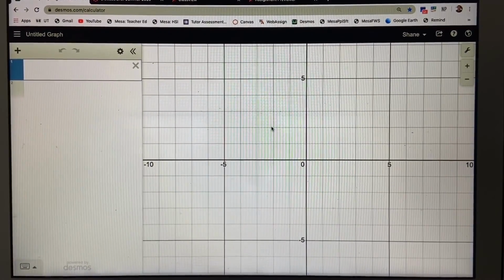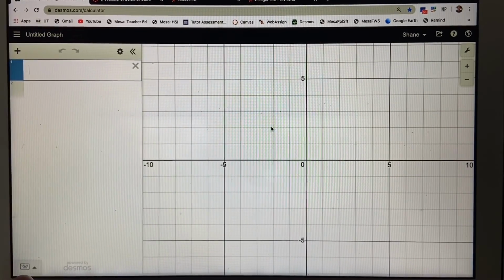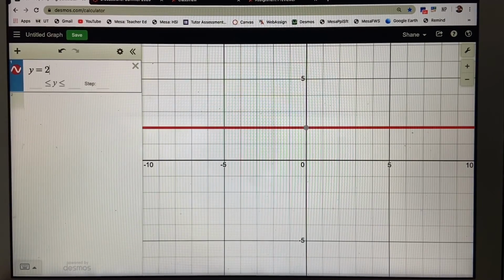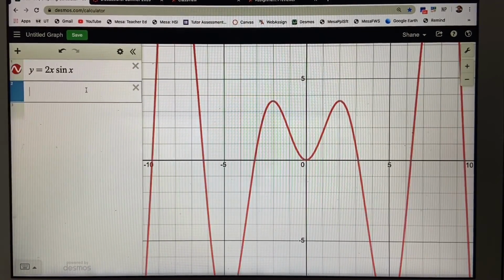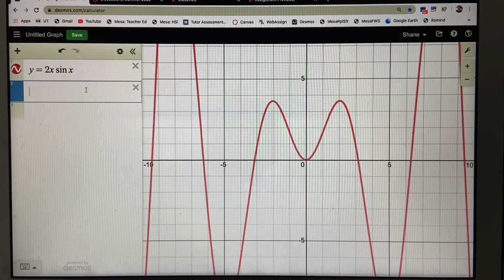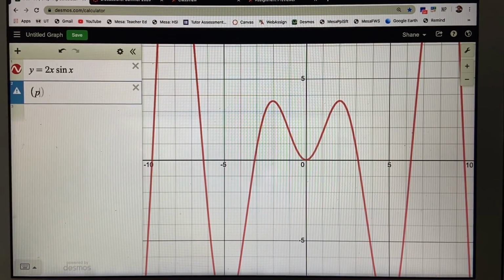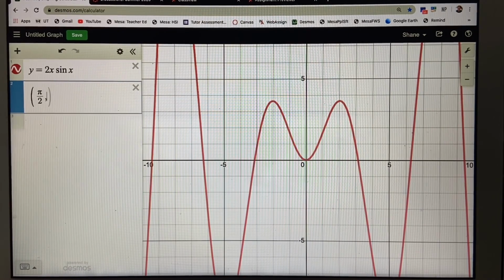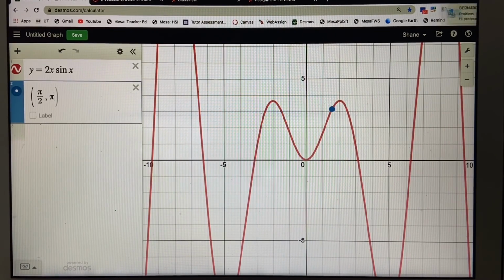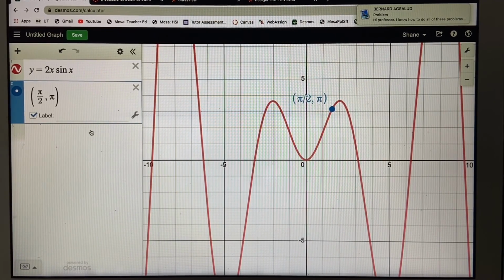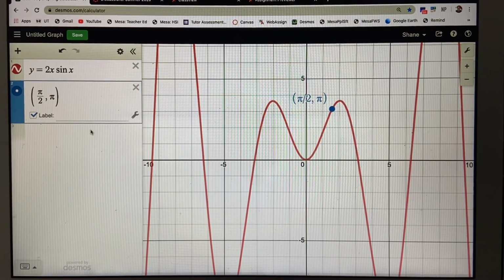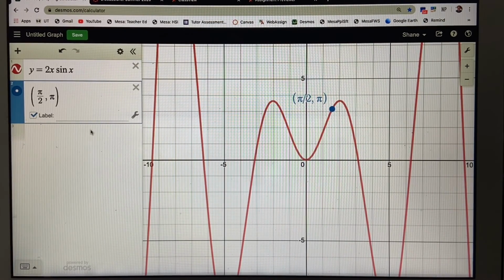All right, I wanted to show Desmos in regard to example 7 on page 42. So we had this original curve, y equals 2x sine x. And then we had this given point, pi over 2 and pi. And let's see, I'll go ahead and label that. And the problem was to find an equation of a tangent line to that curve specifically at that point.